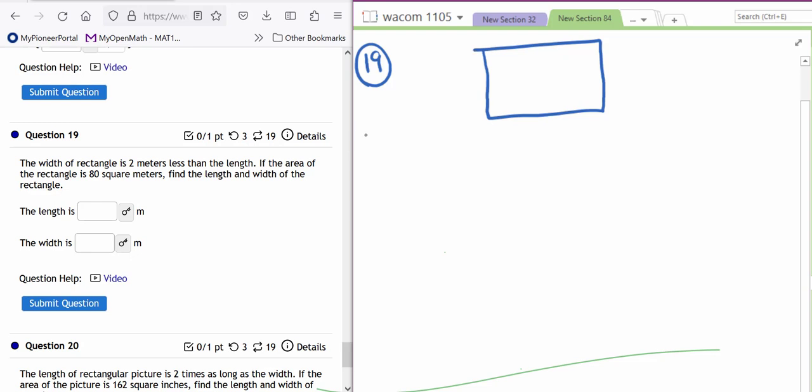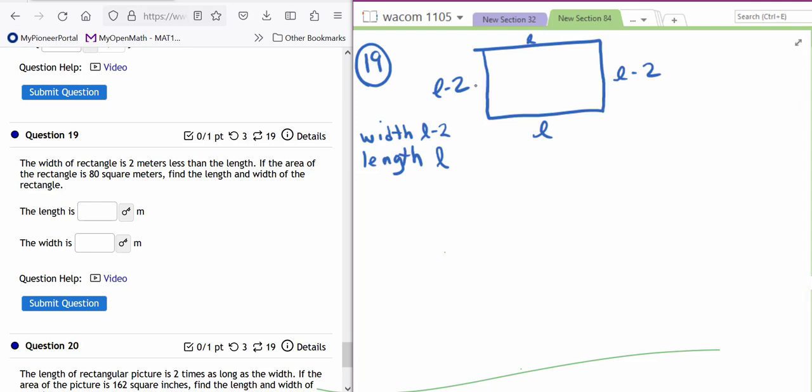Normally when you set these up, pick the one for your variable that they say nothing about. We only want to use one kind of variable. So the width is 2 meters less than the length. They say nothing else about the length, so I'm going to call the length L. And the width I'm going to translate in terms of L. Less than is subtract, and it goes backwards, so the 2 is going after your minus sign. So I have L and L minus 2.